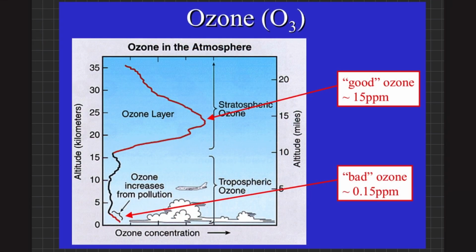This slide describes the variation of ozone, and we have explained it with the help of a graph. On the y-axis is the altitude in kilometers, whereas on the x-axis is the ozone concentration. We can see a slight increase in ozone concentration at the level of the troposphere. This is called tropospheric ozone, whereas the major ozone is present in the stratosphere, which is called stratospheric ozone. Tropospheric ozone is also called bad ozone and is about 0.15 ppm, whereas stratospheric ozone is called good ozone and is about 15 parts per million in concentration.